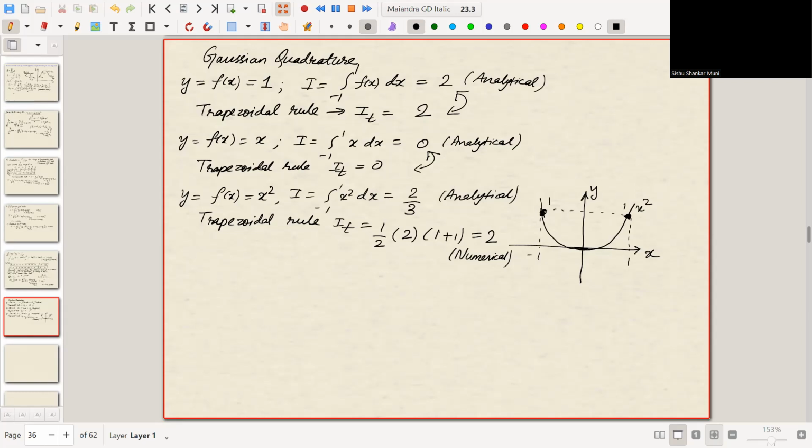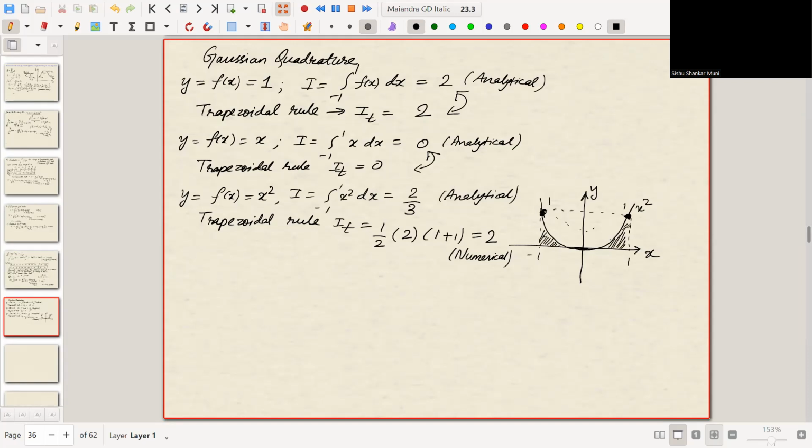Now you can easily see why it is the case, because these extra areas are also computed. Actually, only the area under the parabola should have been computed. You are computing some extra areas if you are using the trapezoid. That's where the error creeps in.